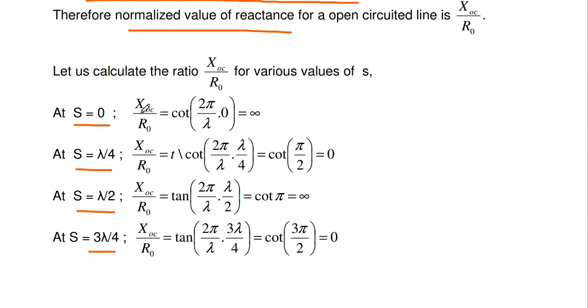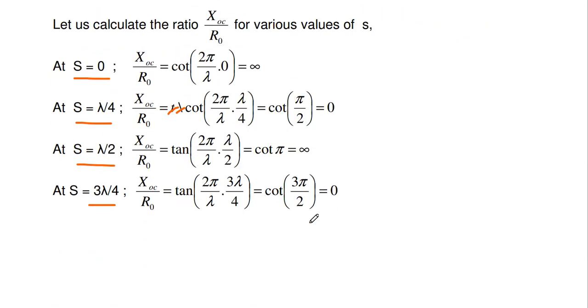So if S is equal to 0, then ZOC divided by R naught equals cot beta S. Here S is 0, and beta is 2 pi by lambda. So what is the answer for cot 0? Infinity. At S equal to lambda by 4, we get 0. At S equal to lambda by 2, again infinity. At 3 lambda by 4, 0. So in the previous short circuit line, the values were 0, infinity, 0, infinity. Here they are infinity, 0, infinity, 0.